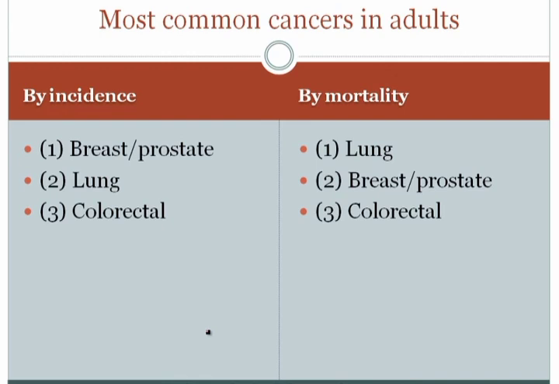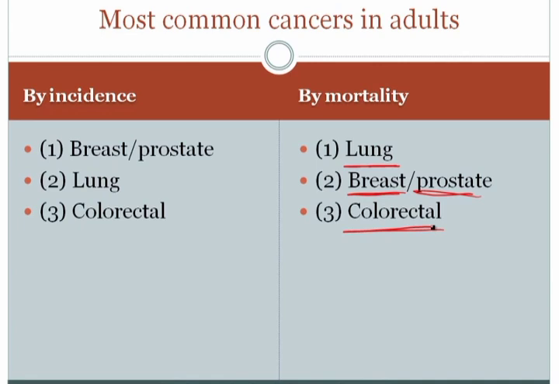So the three most common cancers in adults by incidence are, number one, breast or prostate, obviously breast in a female and prostate in a male. Number two, lung. That's the second most common cancer by incidence. And number three, colorectal. So these are the most common cancers by incidence. Now, if we were to look at this list by mortality, by those cancers that actually cause death, then lung jumps up to number one, and then breast in the female and prostate in the male is number two, and colorectal is number three.